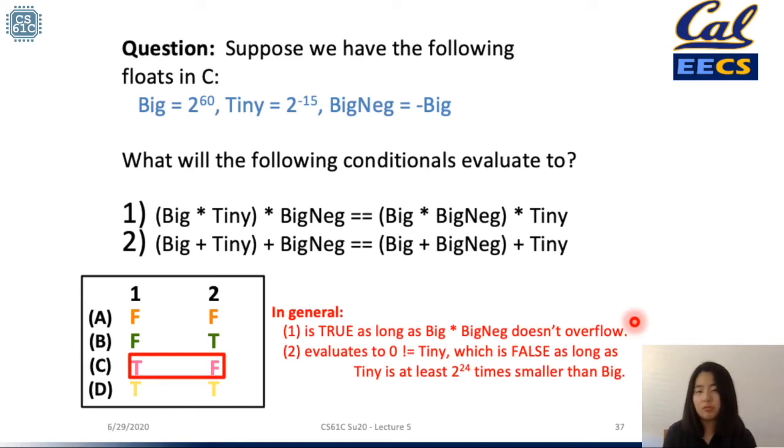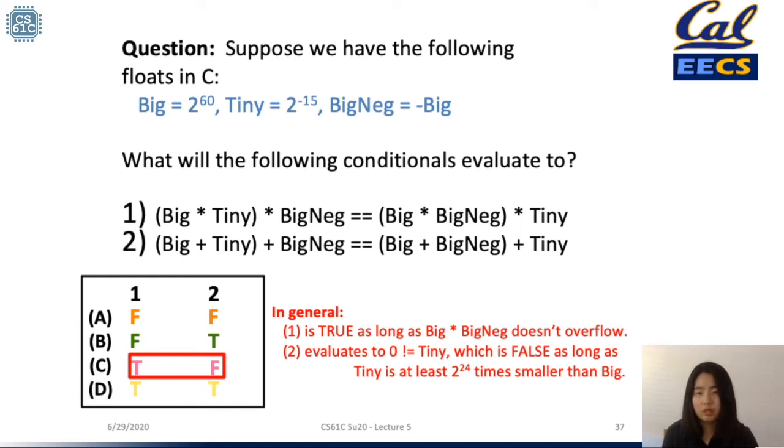The answer is C. The first expression will evaluate to true, because when we're multiplying two floating point numbers, we add their exponents first and then multiply the significands. Here, the significand is essentially 1.0. For the exponents, there is no overflow, so the two results will be equivalent. For the second expression, on the right, we have big plus big neg, which gives us 0, plus tiny, which will evaluate to tiny. But on the left, it will actually evaluate to 0.